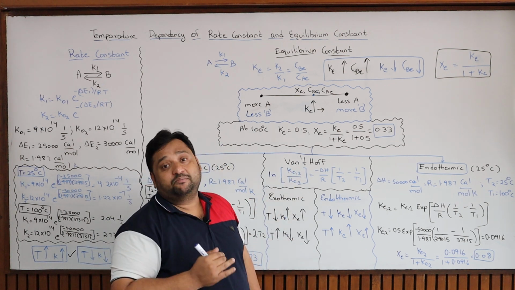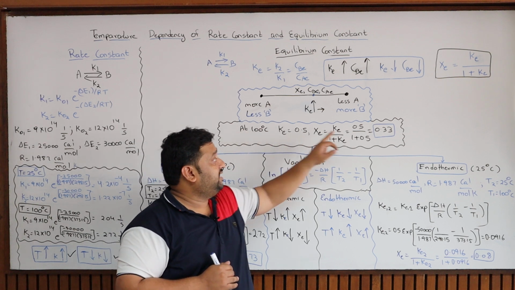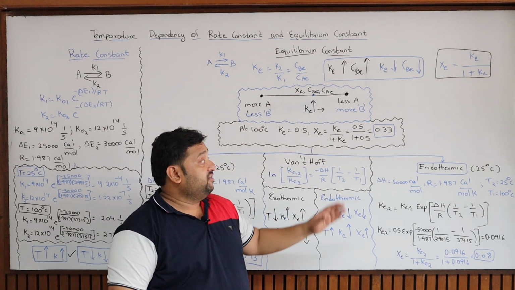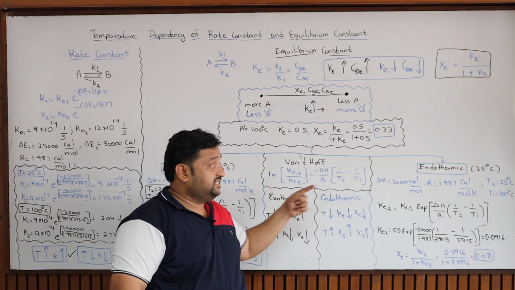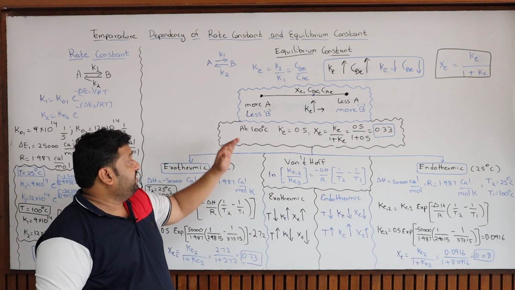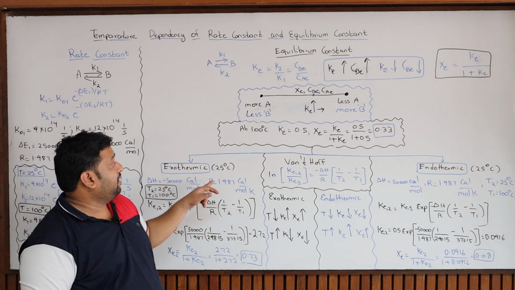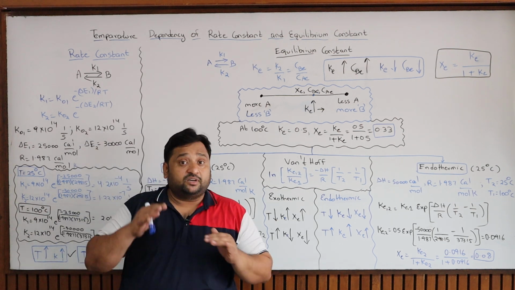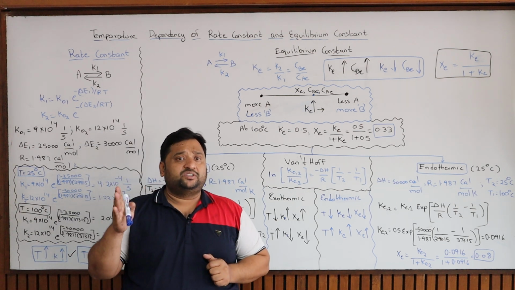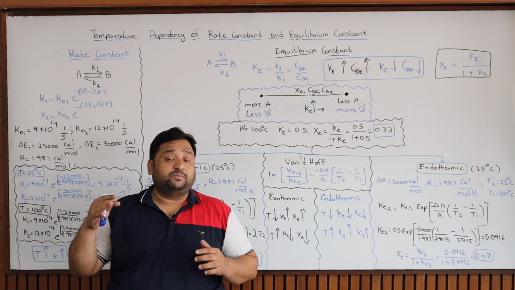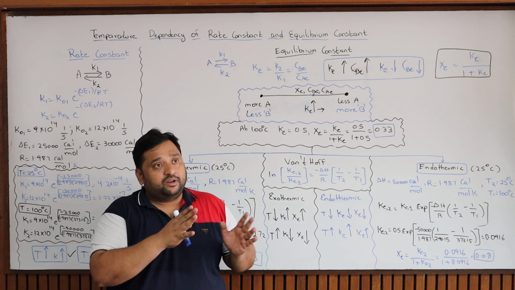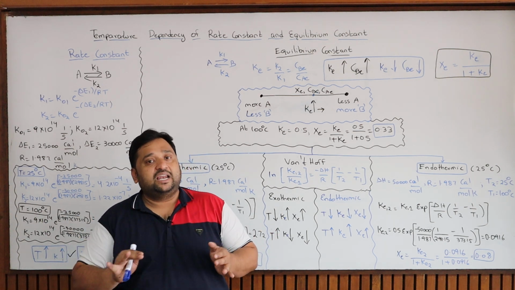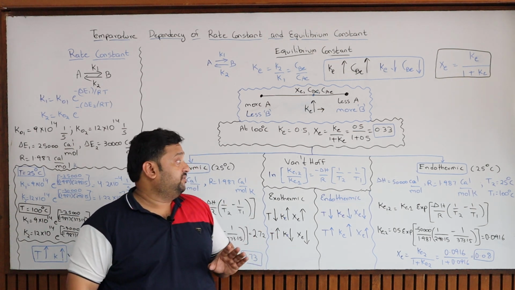At 100 degrees centigrade the conversion is 33%. What happens if I reduce the temperature now, for the two cases, one the exothermic case and the second the endothermic case? If I reduce my temperature, what happens to my equilibrium constant and what happens to my conversion? That relationship you can get from thermodynamics. The equilibrium constant depends on temperature as well as pressure. Let us take the case of only temperature today.